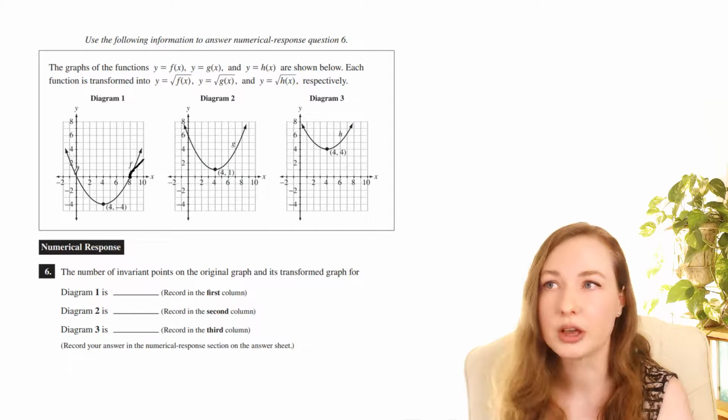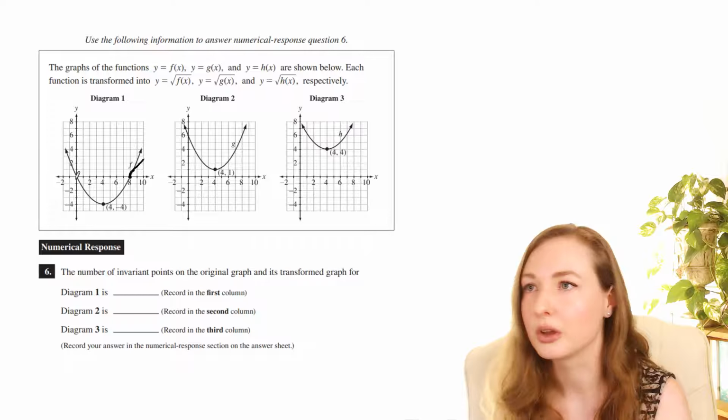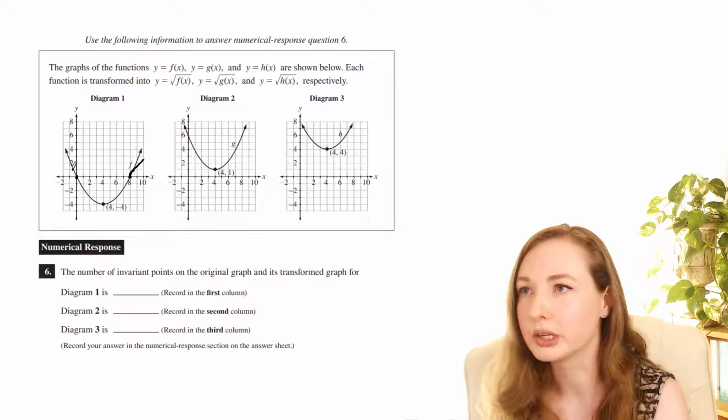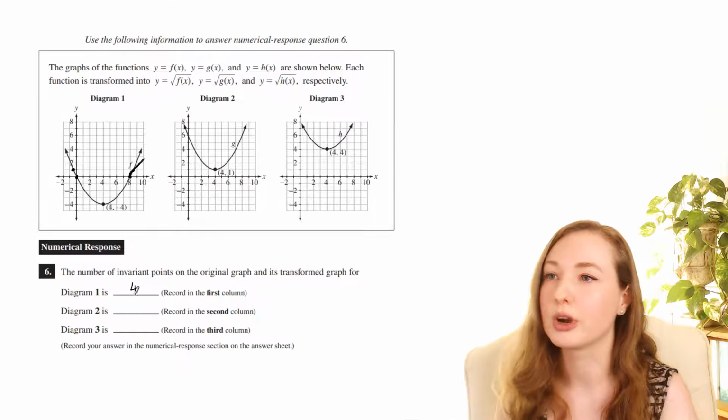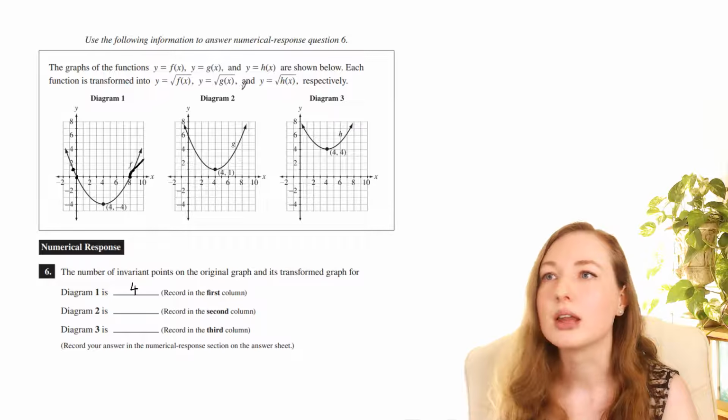And then on the other side, over here, you'll have a similar thing, where the 0 is going to stay at 0, and the 1 is going to stay at 1. So in total, we've got 4 invariant points for that graph. Now, let's try it with this one.